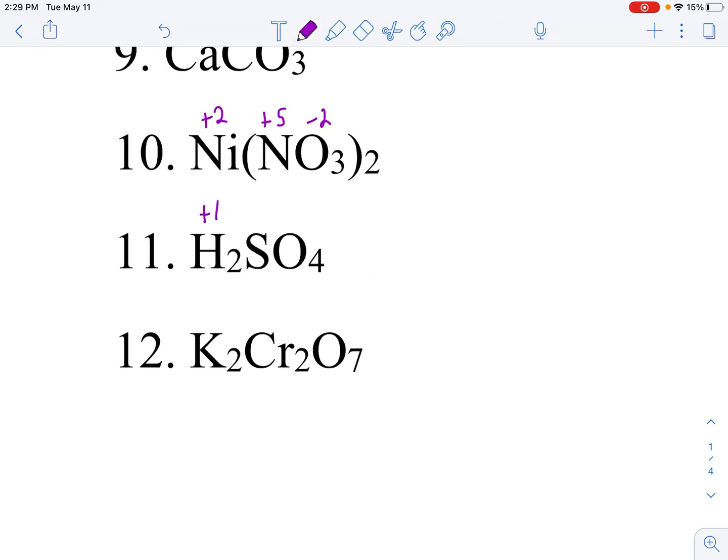H2SO4, all right, hydrogens are going to be +1, that's a total of +2. Oxygen is going to be -2, there's 4 of them, it's total -8. That means this sulfur is going to have to contribute 6. There's only 1 of them, so it's +6.